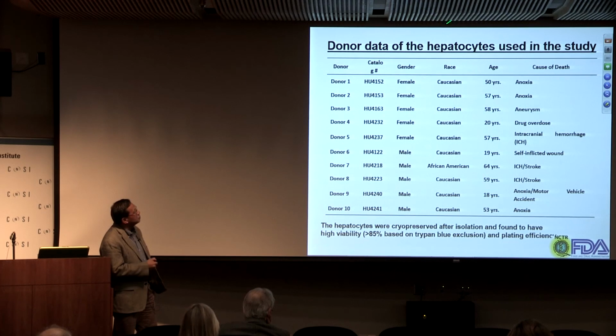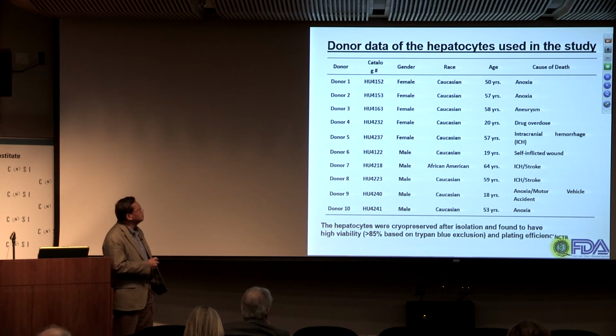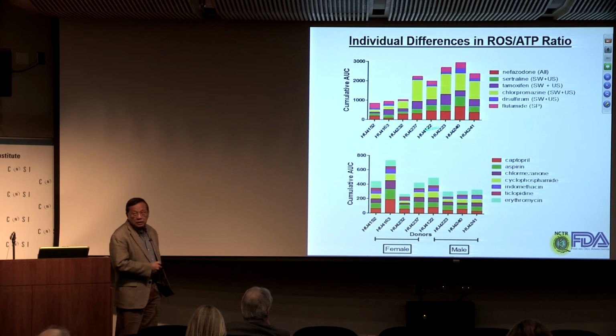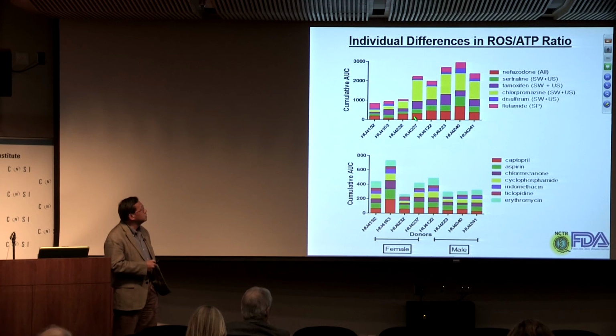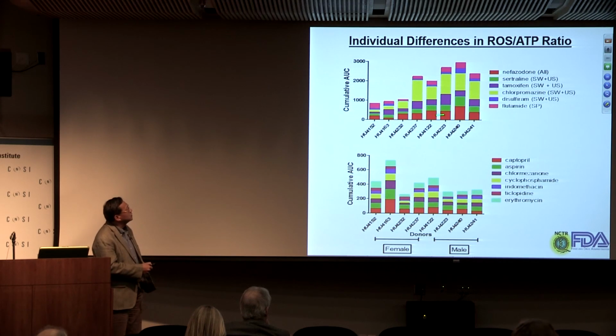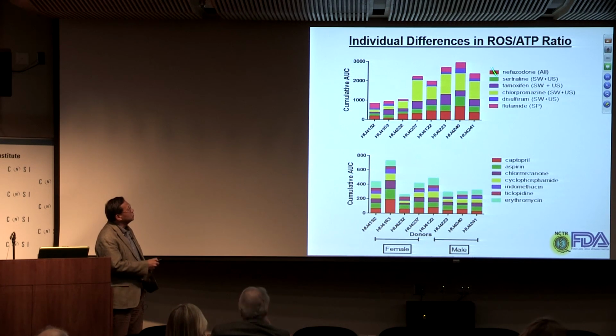And also we pool the 10 donors together. We can see we have a nice balance between male and female. We have 5 male, 5 female, different ages. But we also did individual donors for ROS ATP, and you can see individual differences among these 10 donors. So here are severe DD drugs. Here are 4 males, 4 females, except the 1 female. The male usually responds much stronger than the female.